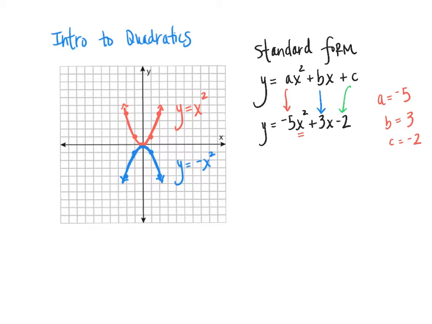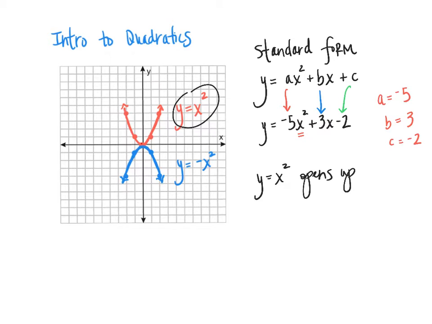Now, in the last video, we talked about y equals x squared right here in red. That's considered the parent function. And y equals x squared opens up. And so it has what we talked about as a minimum value.